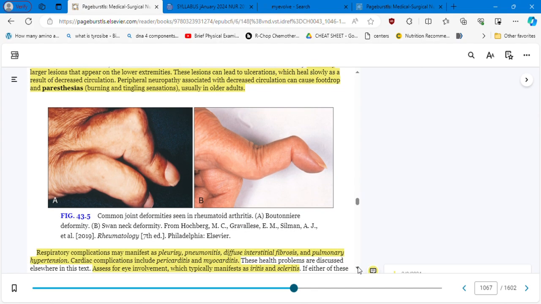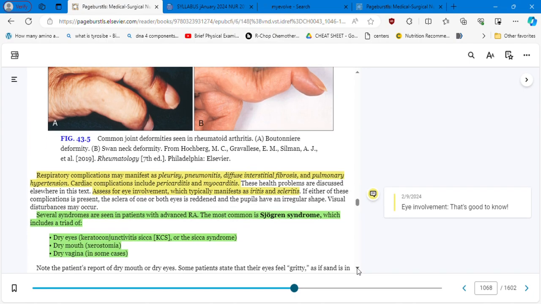So here we have the swan neck deformity, which is image B. And also we have the boutonniere deformity. It doesn't have the swan neck form, but it's also like a very bent finger, right?